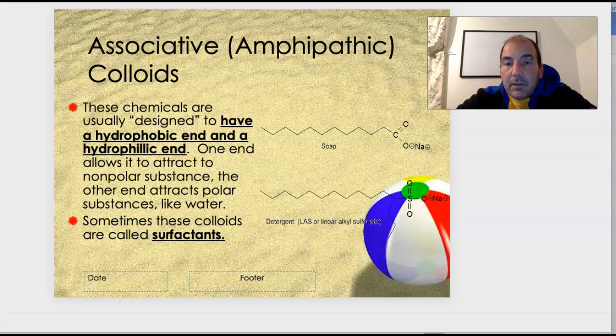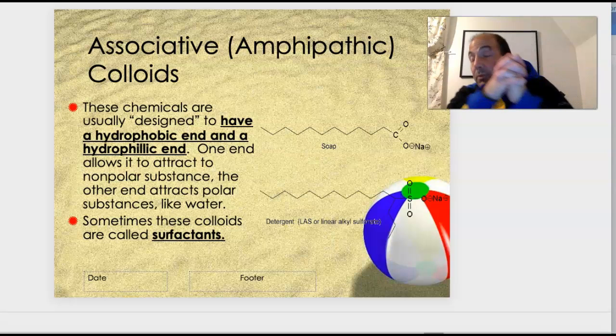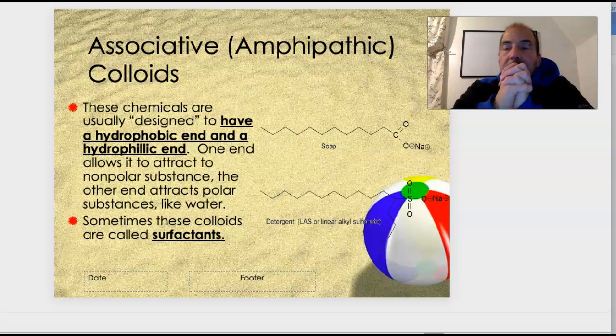Then we could also talk about things that are amphipathic, which means, that amphi like amphibian, like, to an extent, like ambidextrous. Something that is a little bit of both. So something that is amphipathic is something like soap.